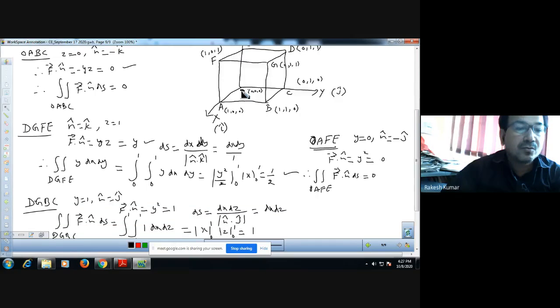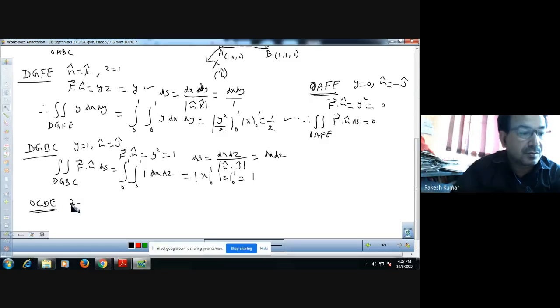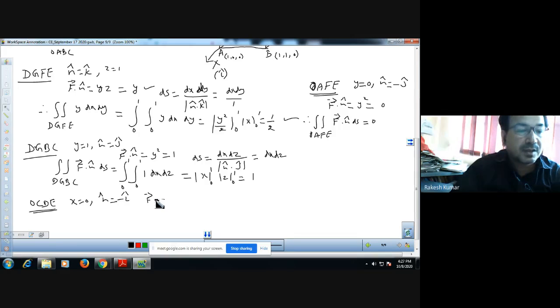And in the YOZ plane, x should be 0. And if x is 0, what will be the n cap? N cap will be negative of I cap. And what should be f dot n cap? F dot n cap should be negative 4xz. You can take the dot product with n cap, and n cap is negative I. And what is the value of x here? That is 0. So this comes out to be 0. So the double integral along this face OCDE will come out to be 0.